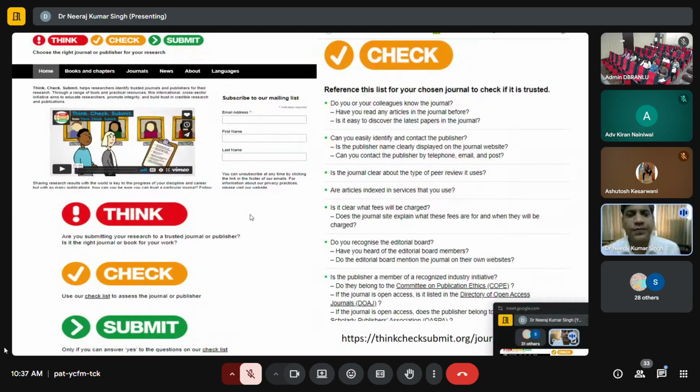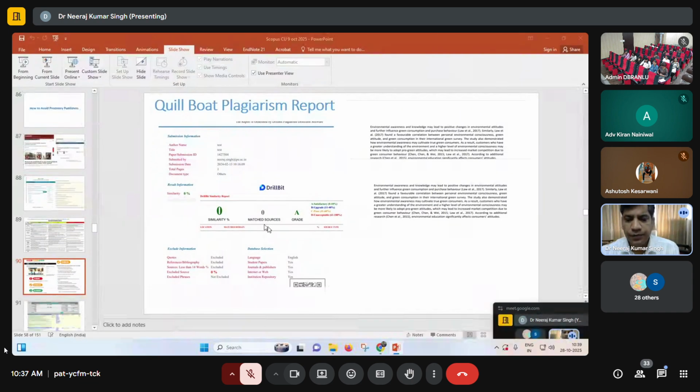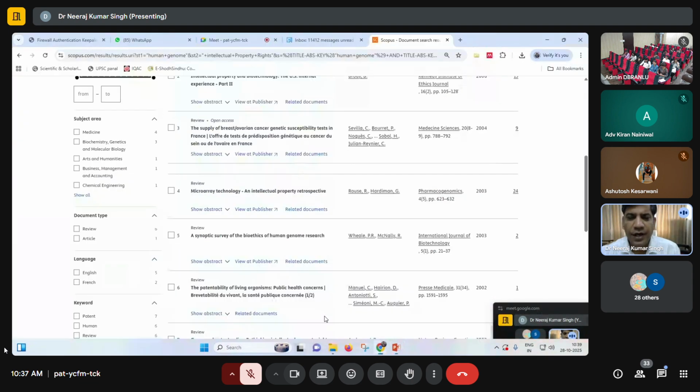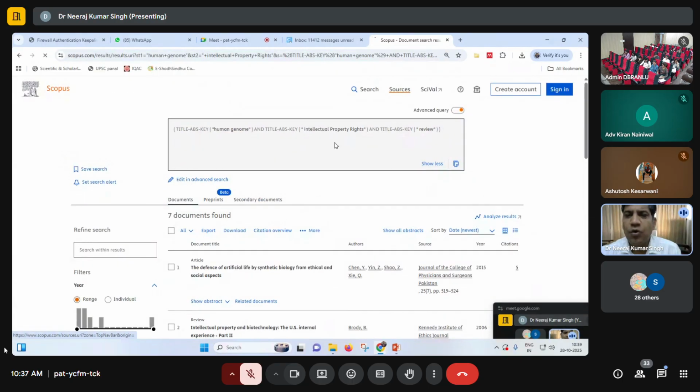And this is again one website, it's called Think, Check, and Submit. This will also help you. Even Scopus will help you in terms of identifying the predatory journals. Let me show you. For example, go to sources.